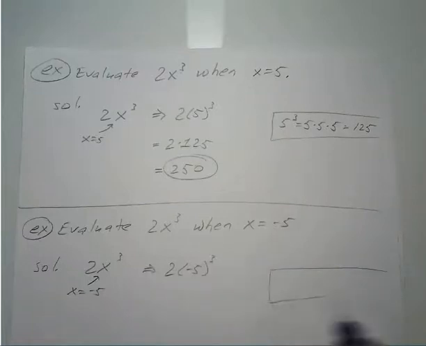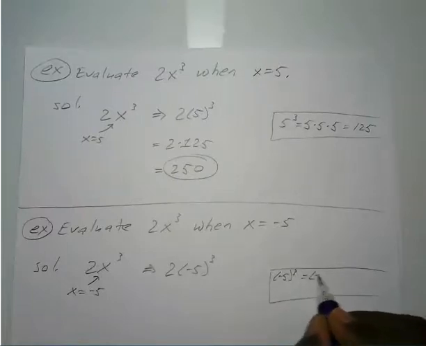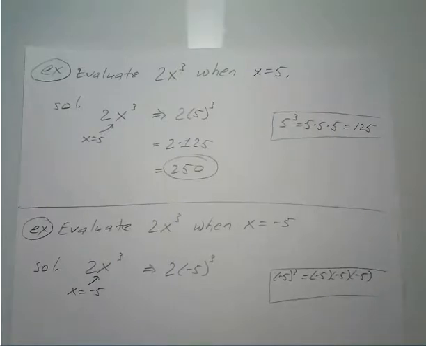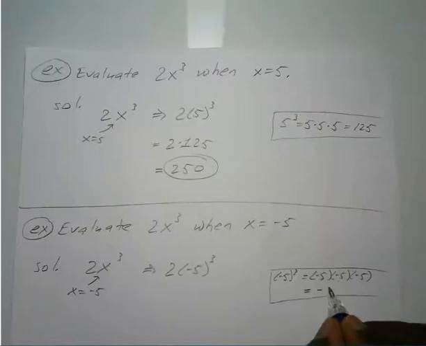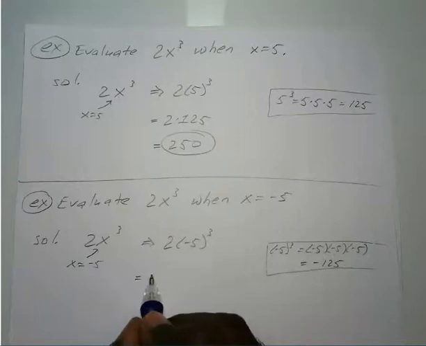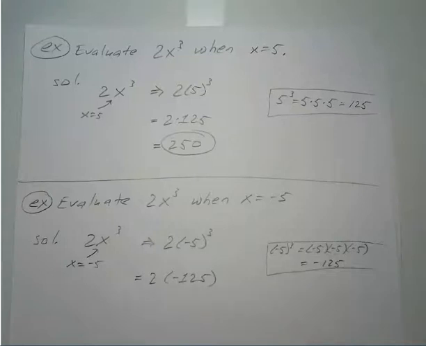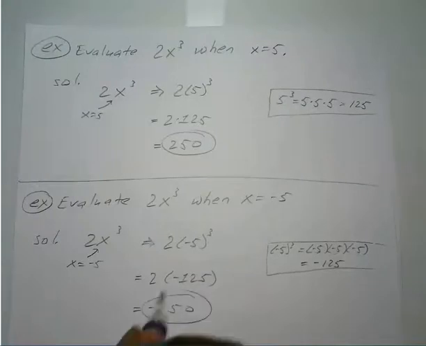Okay, and we can see here that (-5) to the third power is equal to -5 times -5 times -5. Okay, -5 times -5 is positive 25. Positive 25 times -5 is negative 125. Okay, so this will become 2 times negative 125, which in this case would be negative 250. Okay, so again, you want to be really careful with those parentheses.